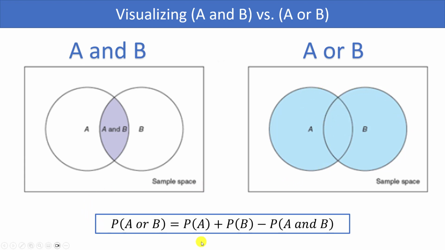Now here's why this formula makes sense. If we take the probability of A, that's kind of like adding up the entire area of the circle A, but that's including the middle part, which is the probability of A and B. If we add up the probability of B, we are like taking the entire area of the circle B. But once again, that also includes the middle part, which is the probability of A and B. We want to include the probability of A and B, but not twice. So if we've added up A and B, we've actually added up this middle part twice. So we need to subtract it off, so that it is only counted one time.